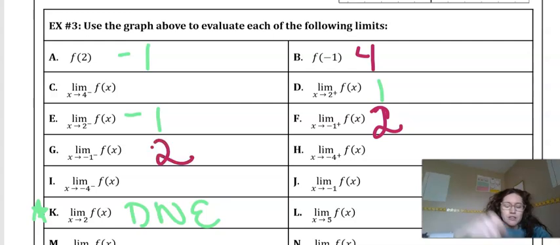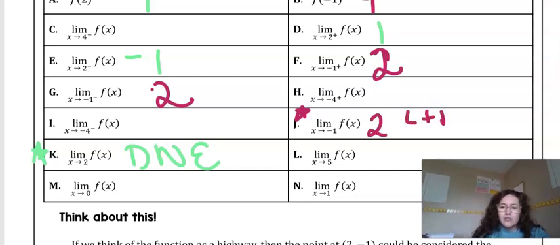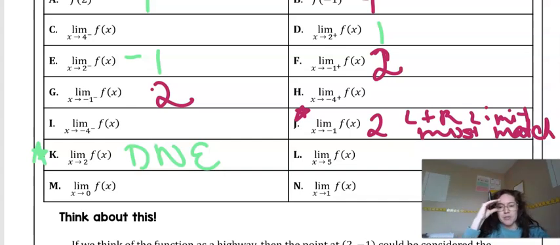So now you're saying to yourself, we just did this. The last one, from the left and from the right, were different answers. The limit did not exist. But in this one, the values did match. The limit from the left and the right, both 2. I'll write it here now. Left and right limit must match. Okay, so that limit existed.